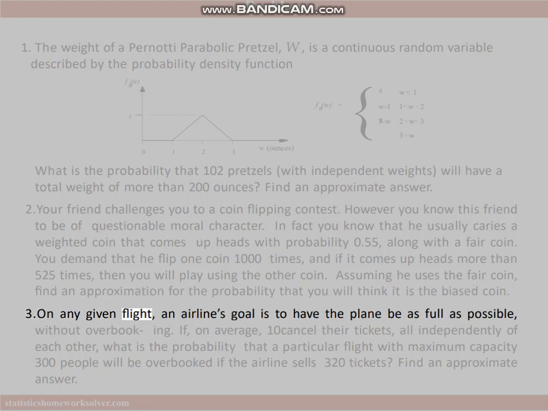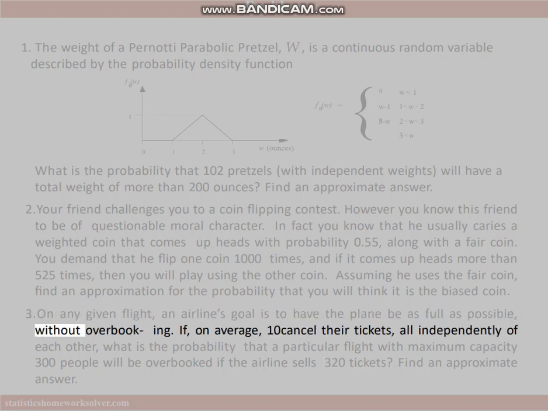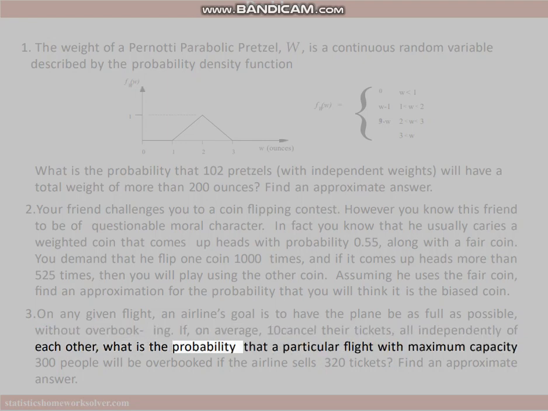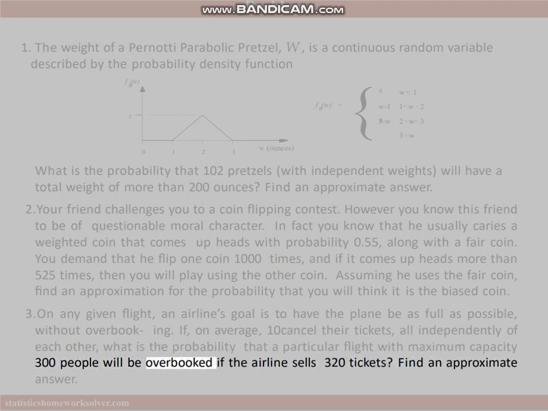3. On any given flight, an airline's goal is to have the plane be as full as possible, without overbooking. If, on average, 10% cancel their tickets, all independently of each other, what is the probability that a particular flight with maximum capacity 300 people will be overbooked if the airline sells 320 tickets? Find an approximate answer.